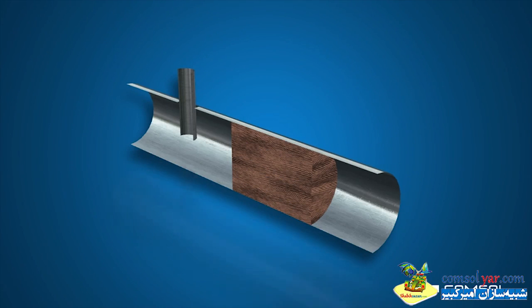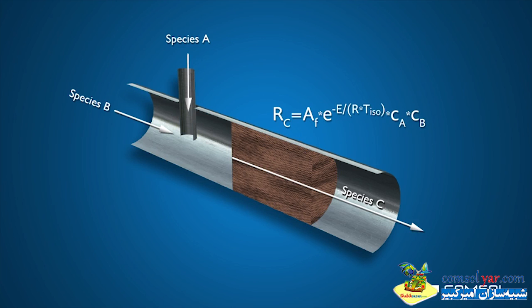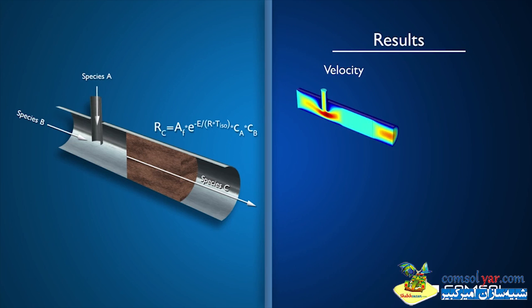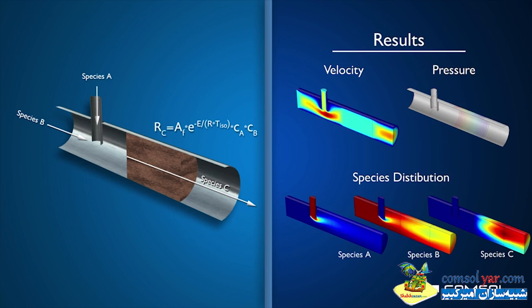This porous reactor model demonstrates the process of heterogeneous catalysis, where two reactants, species A and species B, enter into the model through an injection tube and a main tube, respectively. They partially mix in the main channel before flowing through a porous catalyst bed, forming a third species, C. The default results show the velocity, the pressure, and the species distribution in this reactor, while more detailed data will also be shown.